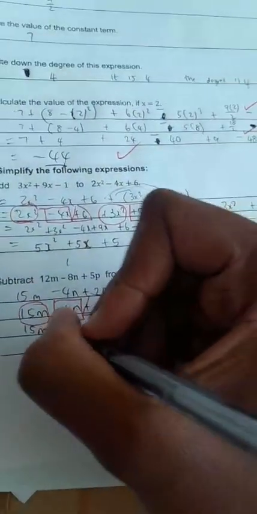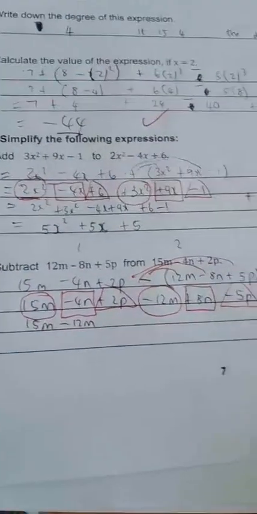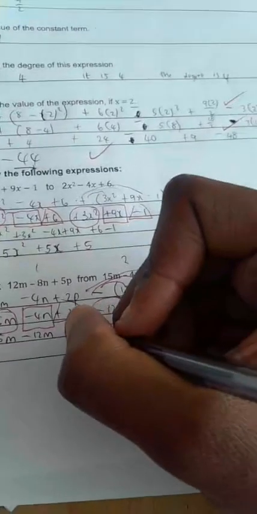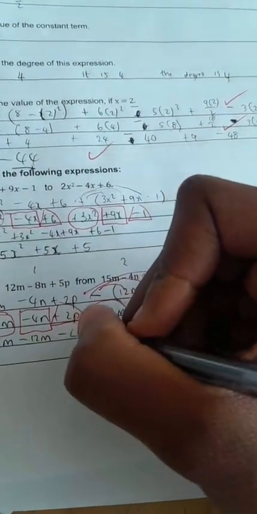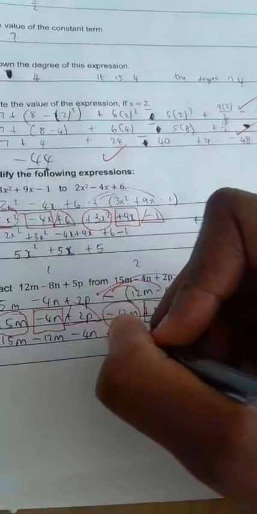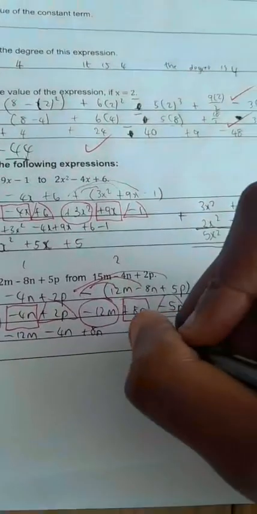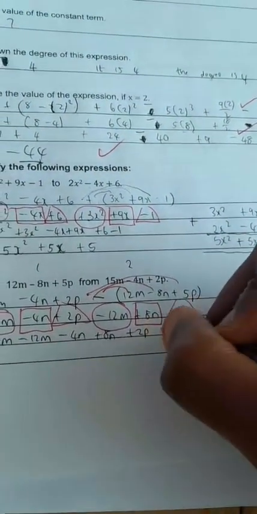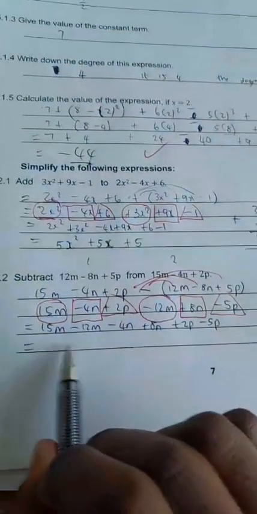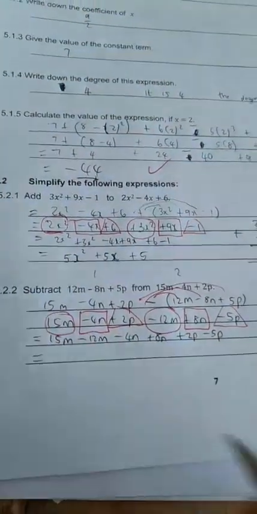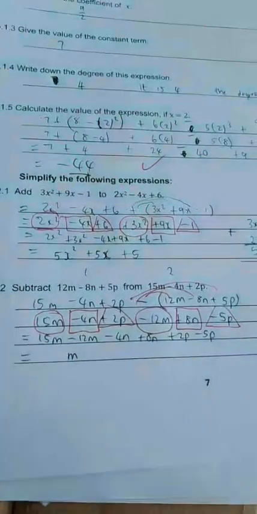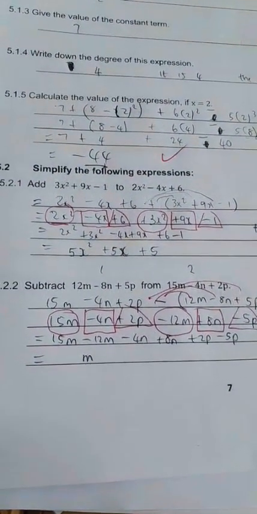15m minus 12m, the sign along with the term, together. Minus 4n plus 8n, with the sign you bring together. And then last but not least, plus 2p minus 5p, you bring them together. Then what's 15m minus 12m? When you are adding and subtracting like terms, you keep the variable and its exponent. You add and subtract the coefficient.